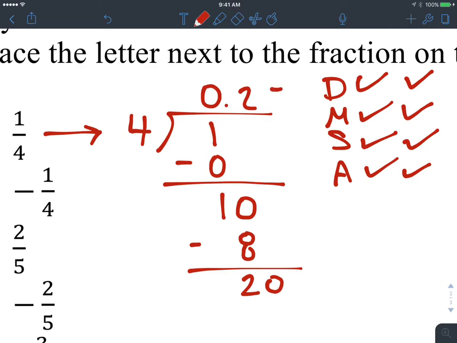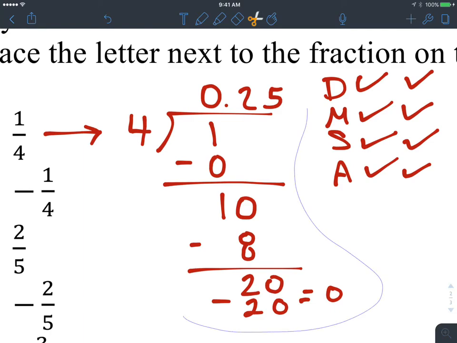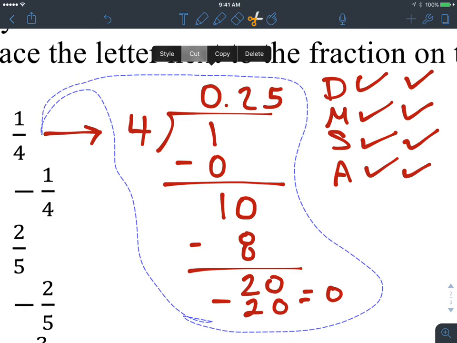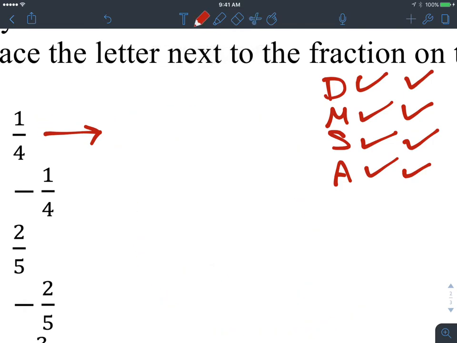4 goes into 20 5 times. 5 times 4 is 20. 20 minus 20 equals 0. Once we get to 0 or we find a pattern, that's where we stop. So 1 over 4 is 0 and 25 hundredths as a decimal. If that was a little too quick, go ahead and rewatch that first part.